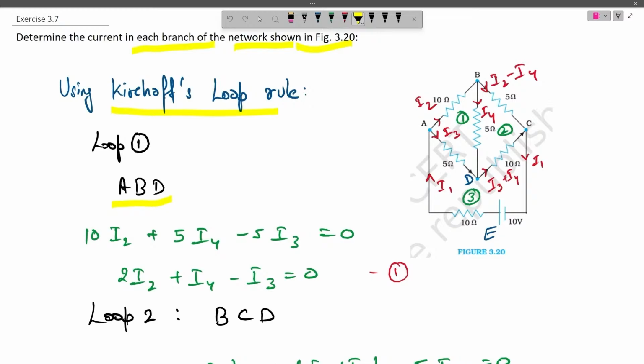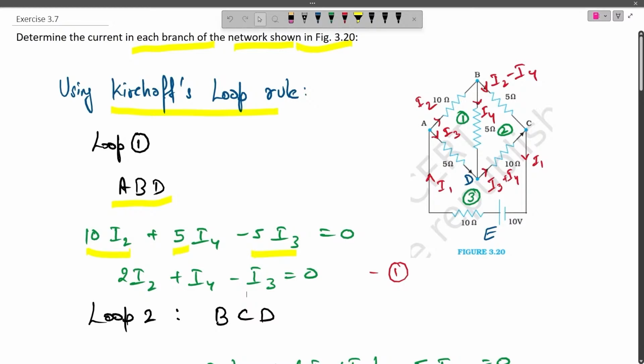So the potential difference is going to be positive from A to B because the current is flowing from A to B. So we can write it as 10, that is the resistance, times I2. Similarly, in the arm BD, we get 5 times I4. Now in arm AD, the loop direction is opposite to that of the current, that is, current is flowing from A to D, but our loop is from D to A. So we will write it as minus of I3. Now equating it to 0, we see that it is 2I2 plus I4 minus I3 equals 0.